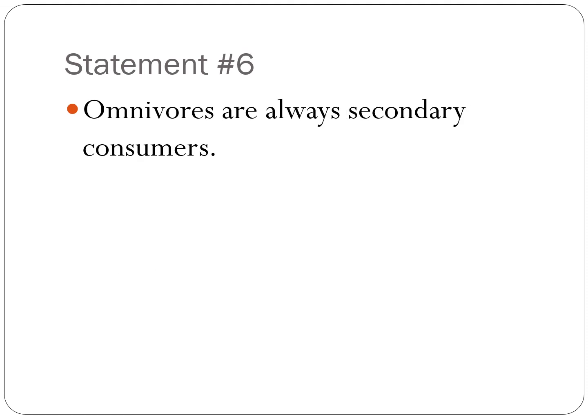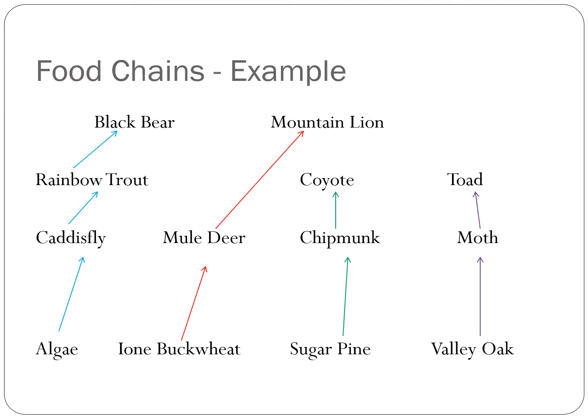Omnivores are always secondary consumers, or omnivores are always carnivores. Well, that's false. By definition, an omnivore eats both plants and animals, right? So it's both a primary consumer and maybe a secondary or tertiary consumer. In this example, if you look at the black bear, algae is consumed by the caddisfly, which is like a little insect. Rainbow trout eats the caddisfly, and the black bear eats the rainbow trout. So in this case, we've got a producer, primary consumer, secondary consumer, tertiary or third consumer. Here the black bear is a carnivore, a top carnivore.